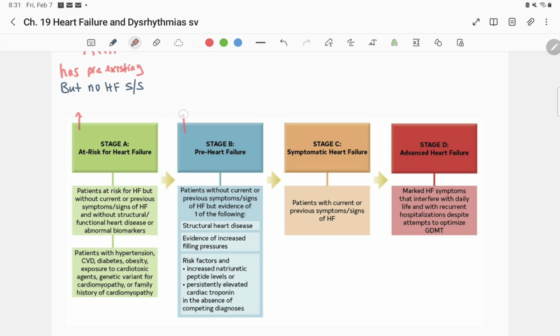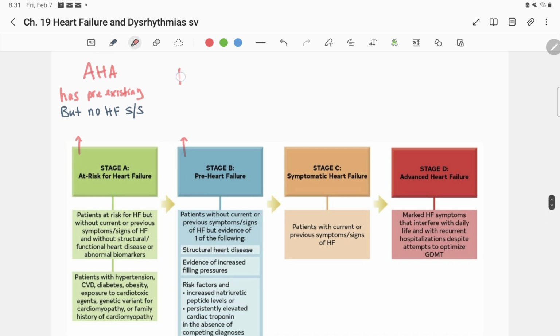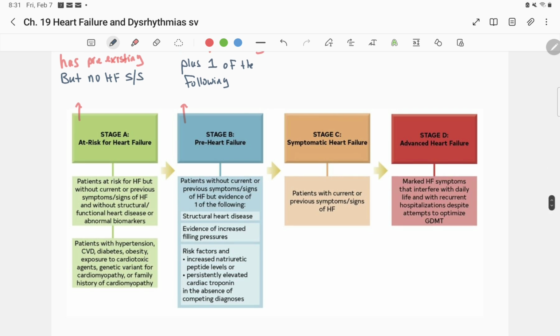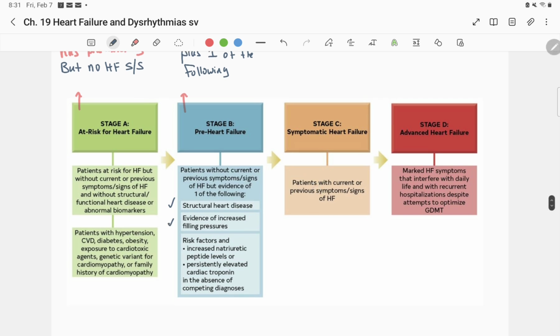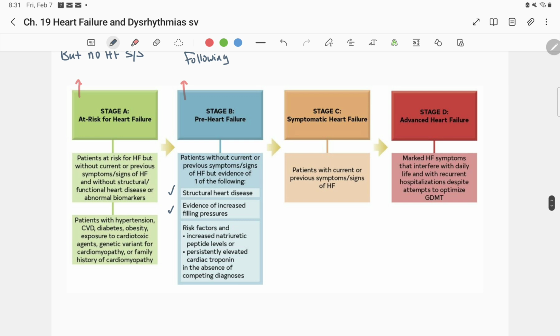Stage B is they have pre-existing conditions plus one of the following. Okay, so one of the following would be an actual structural heart disease, or increased filling pressure, or the increased natriuretic peptide levels.